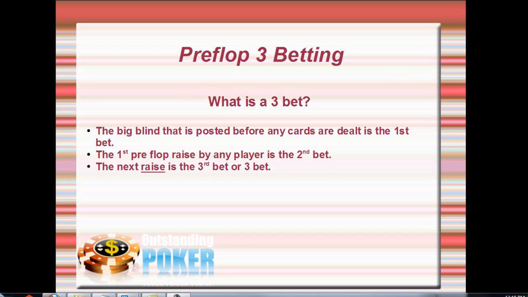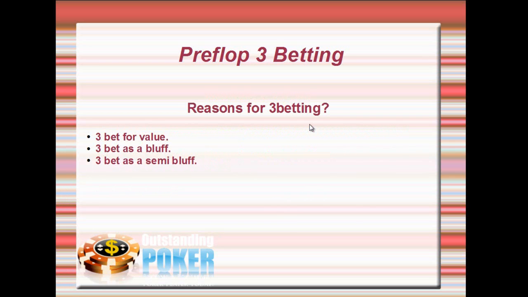Right, so first of all, for people that perhaps don't know what a 3-bet is, like the real beginning players, basically, pre-flop, somebody posts a big blind, that is classed as the first bet. And we're always fighting over the blinds for the most part. And so the first pre-flop raise by any player is a second bet. And when somebody puts in a re-raise, that's the third bet or the 3-bet. Simple.